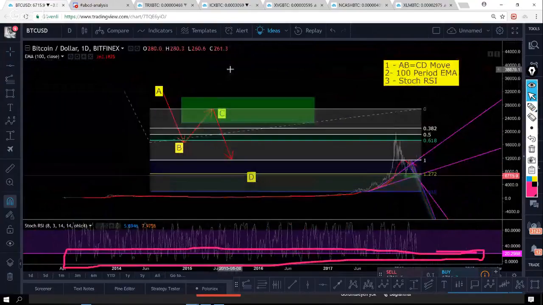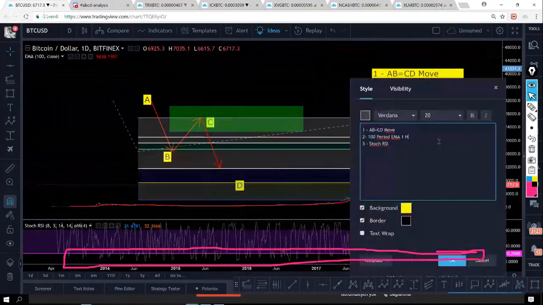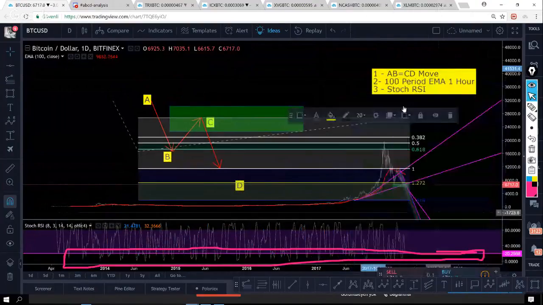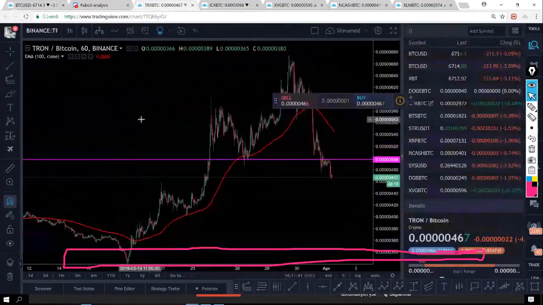and I will check it with these altcoins. And yes, 1 hour chart, 100 period exponential moving average. Let's start with TRX, guys. TRX.